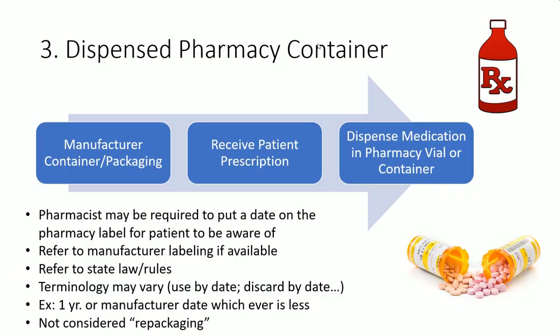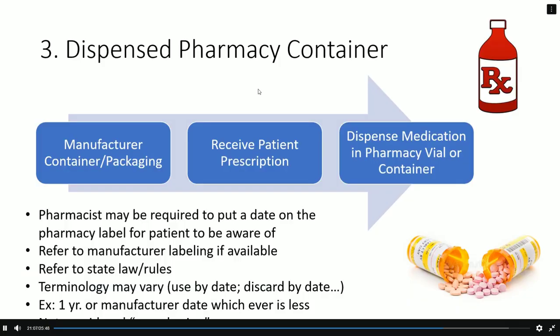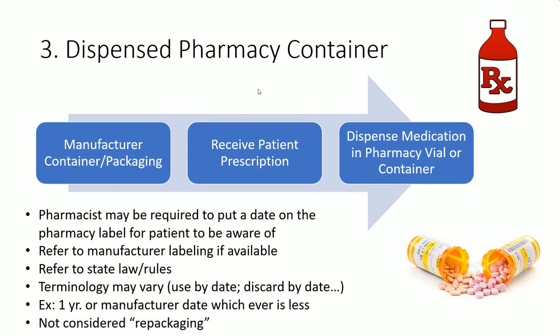The last one I wanted to mention was dispensing in the pharmacy container. You have your manufacturer container or packaging on the pharmacy shelf, and you get a prescription for a patient. Either they drop it off, it gets called in, or it's electronically prescribed, and you go through the dispensing process. You enter it, process it, get a label, pull the drug off the shelf, count the pills, put them in the pharmacy vial, and put a pharmacy label on it. You've now taken that drug from the manufacturer container and put it into your pharmacy vial.